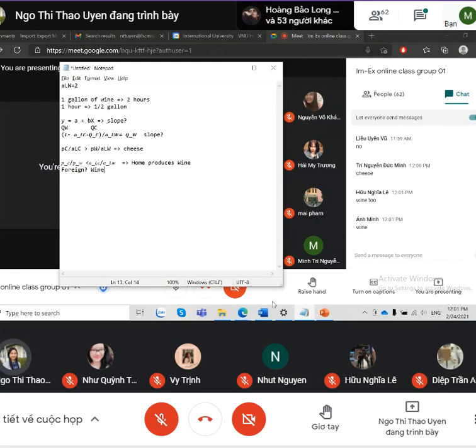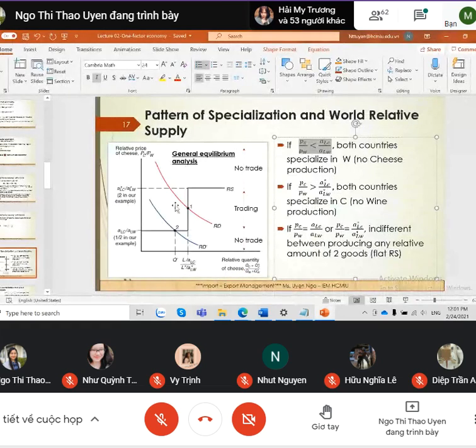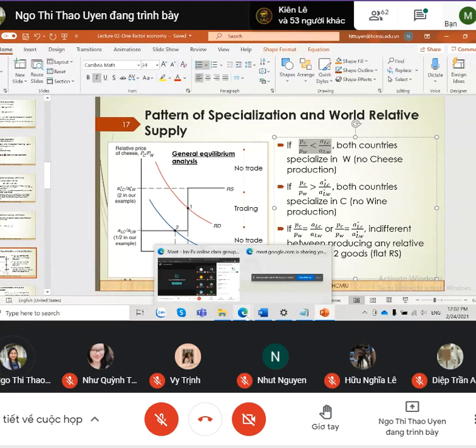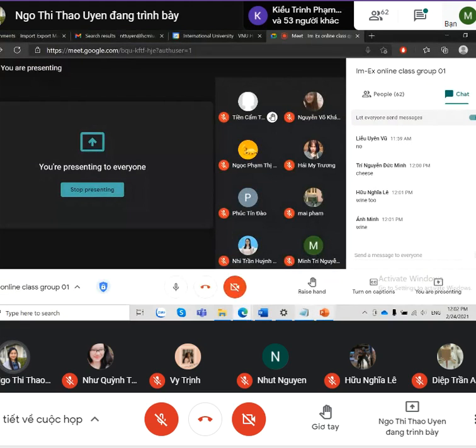Why? Because of the assumption. We assume that the opportunity cost of cheese in terms of supply of home is smaller than that of foreign. So when the relative price is here, it means that the relative price of cheese is smaller than this. So both countries produce wine, and no countries choose to produce cheese. Understand? Anybody needs me to re-explain? Is it okay, everyone?